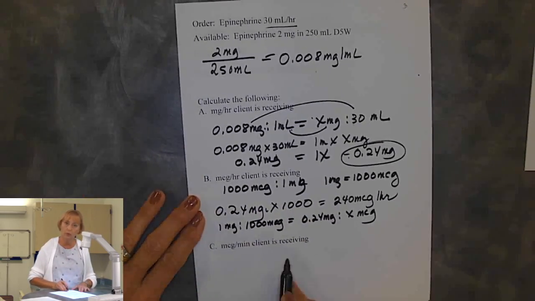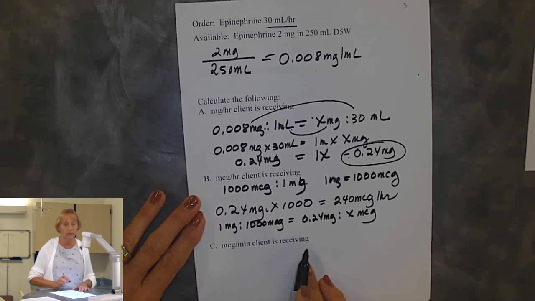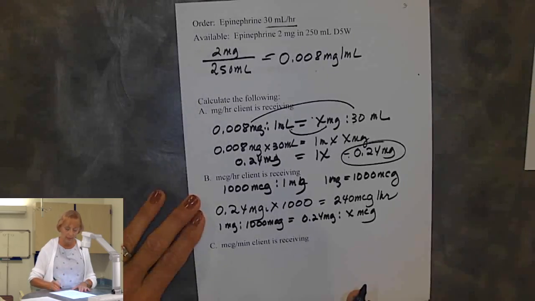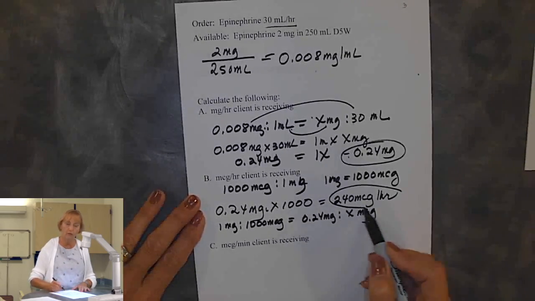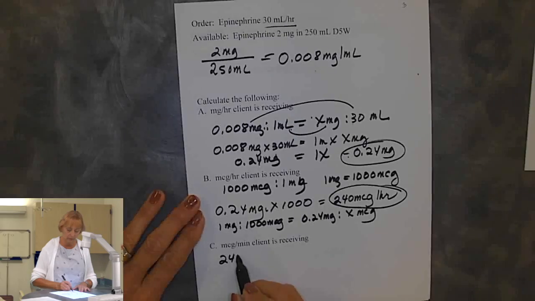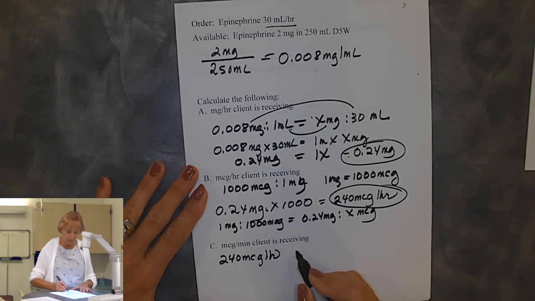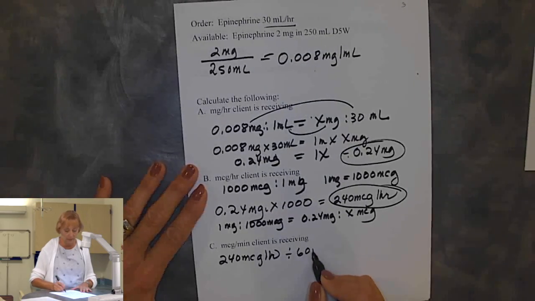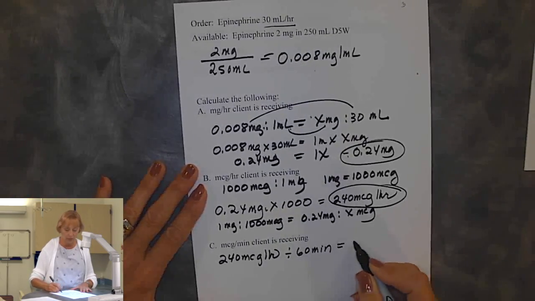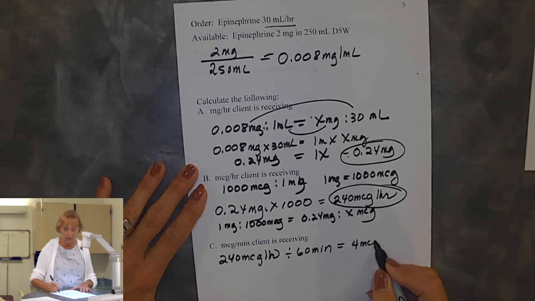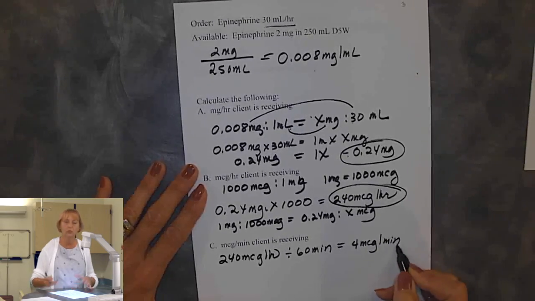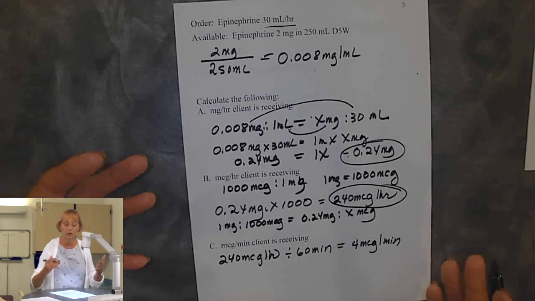So how many mics per minute is your client receiving? Not mics per kilo, but mics per minute. So if they're getting 240 mics per hour, what are you going to do? Simple, simple, simple. Divide by 60 minutes, and that will tell you that you're giving 4 mics per minute. Just think about it logically. Do it one step at a time.